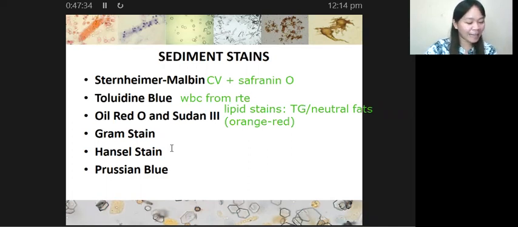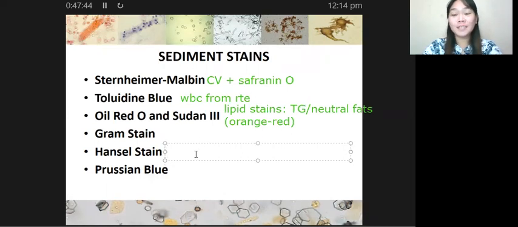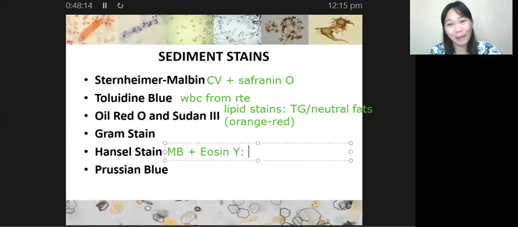Okay, next we have your Hansel Stain. Your Hansel Stain is also a combination of stain or dye. In particular, the dyes that are incorporated in your Hansel Stain, we have your methylene blue plus your eosin Y. Okay, sounds familiar, di ba? Kasi in Hematology 1, pag itatanong yan, stain that is composed of methylene blue plus your eosin Y, pag sa hematology yan, ang tawag natin dun sa stain ay Wright stain. Tama?